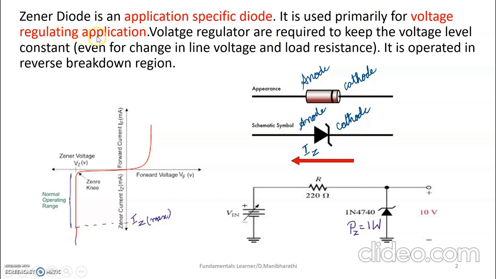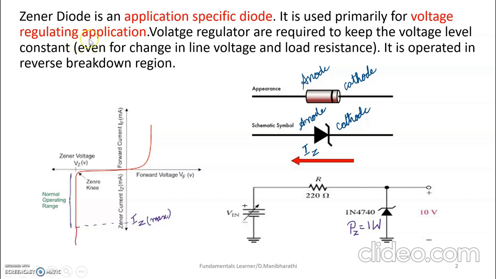What is a voltage regulating application? A voltage regulator is nothing but keeping the output voltage constant. It is very important, right? To operate any electronic device, we need a constant voltage source. This constant voltage source can be obtained, or regulated, using a simple Zener diode.